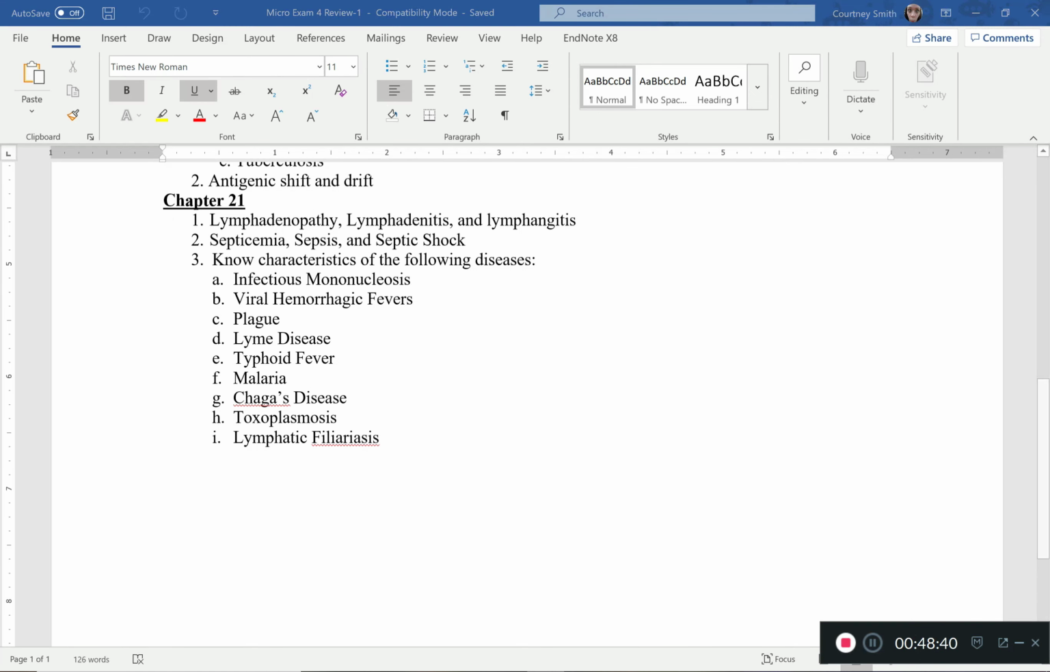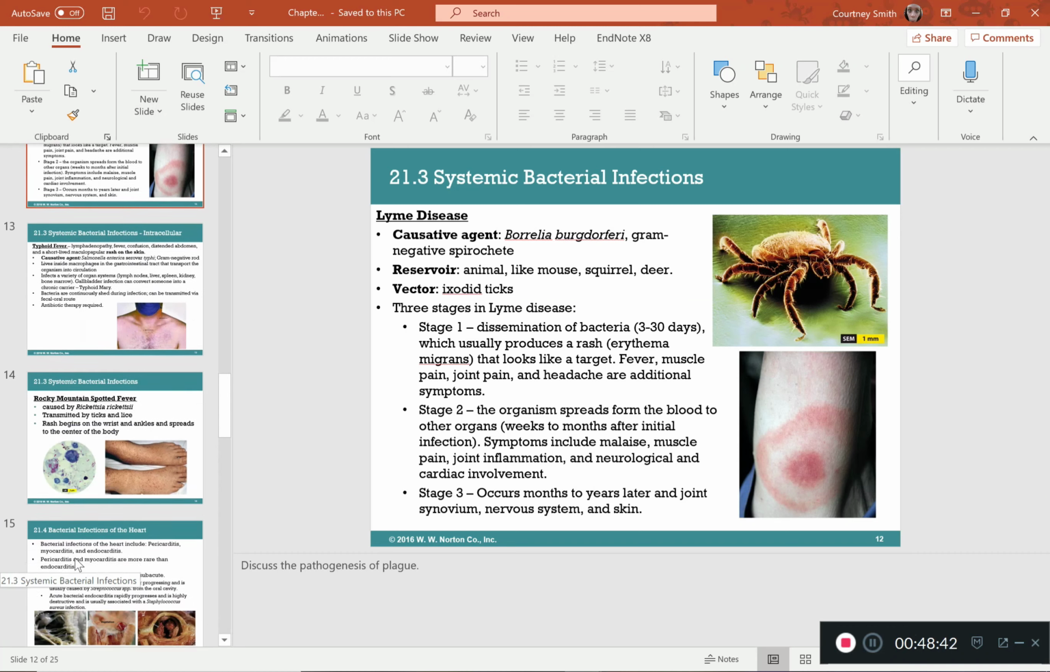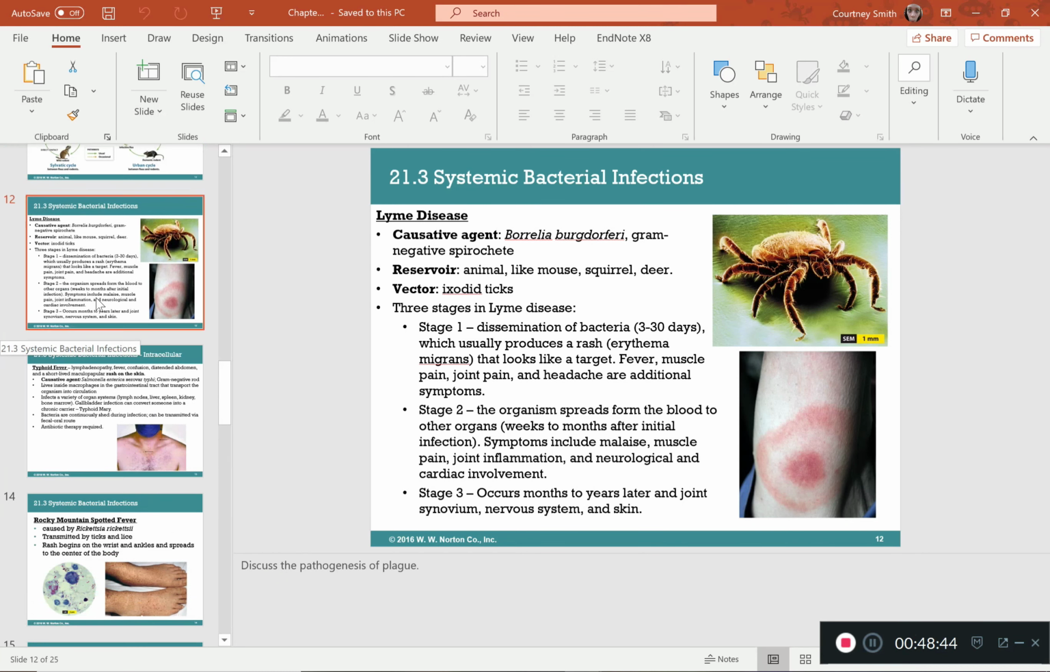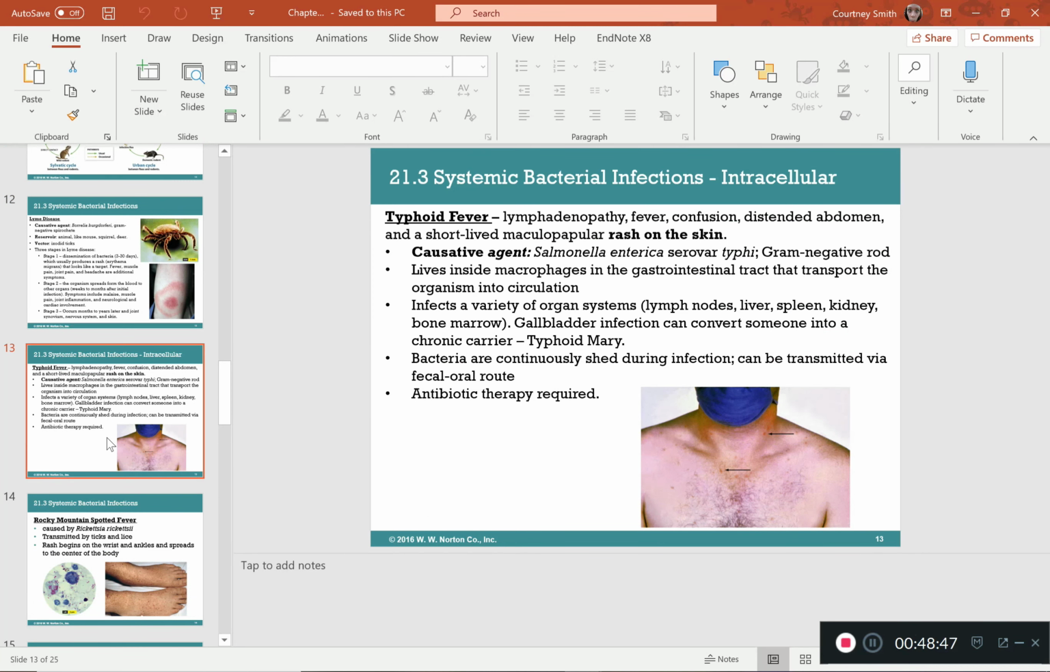There's typhoid, malaria, Chagas. Oh, so pretty much we can just go in order, guys. Okay, so let's talk about typhoid. So typhoid, not too big on him because I don't know a lot about typhoid. But with typhoid, it is caused by Salmonella typhi. So that is also a gram-negative bacteria. And the way typhoid will survive is by living inside the macrophages, inside the intestinal tract. And then from there, it can be transported into circulation, so into the blood.